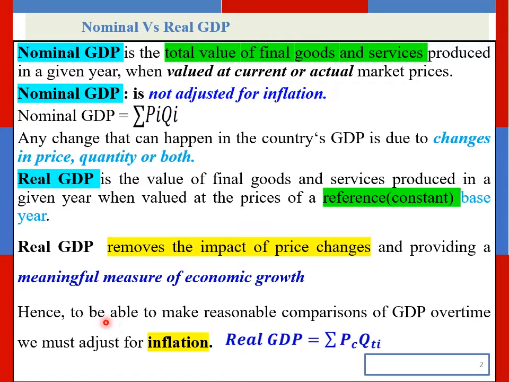Hence, to be able to make a reasonable comparison of GDP over time, we must adjust for inflation. Mathematically, we can express real GDP like this: the summation of the constant price multiplied by the quantity produced each year. Any change is in the quantity in each year, as the price is constant. Here it is a reference.